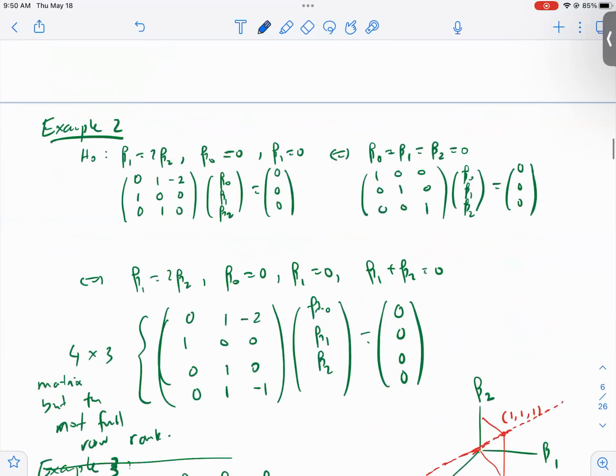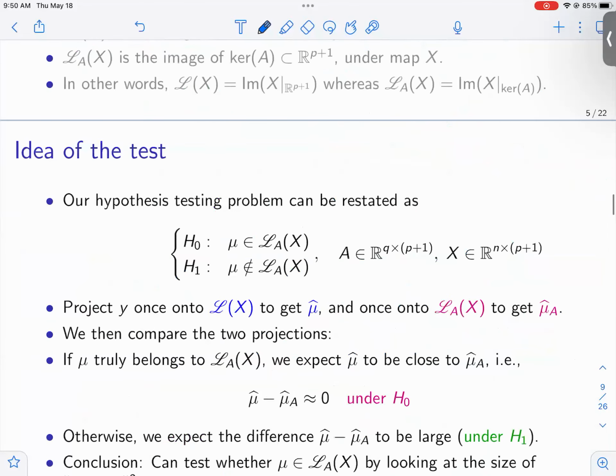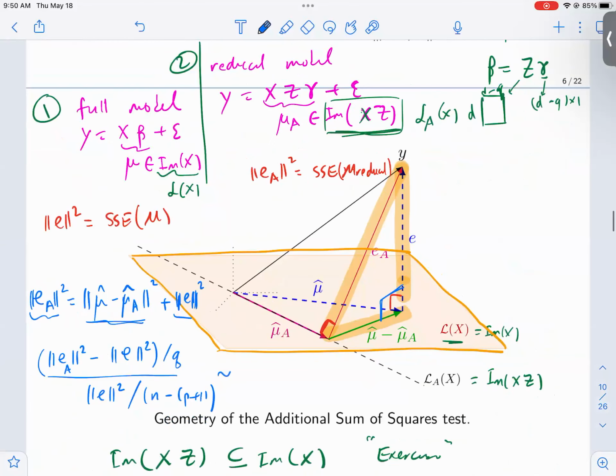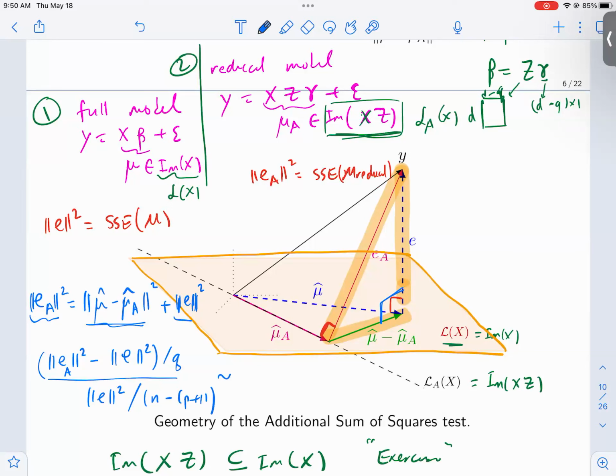Okay, so this brings us back to this nice geometric picture. So let's see what these are. Full model: y is equal to x beta plus epsilon. For the geometric interpretation, we look at the mean of the y vector, which we call mu. So mu is in the image of x, which your book writes as L of x, and that would be this subspace here. In this case, it would be the plane.